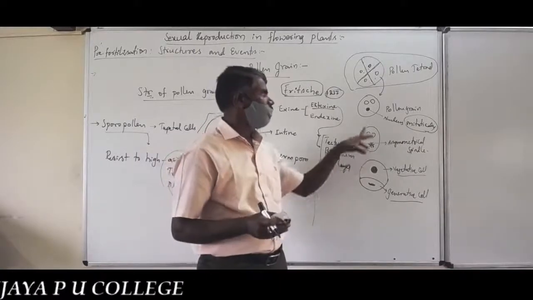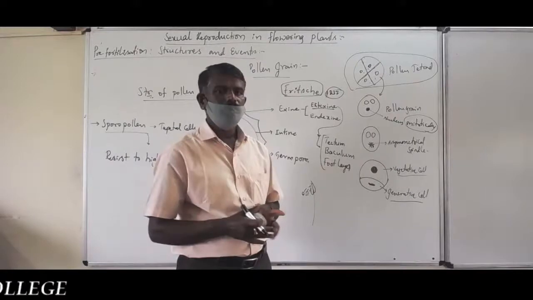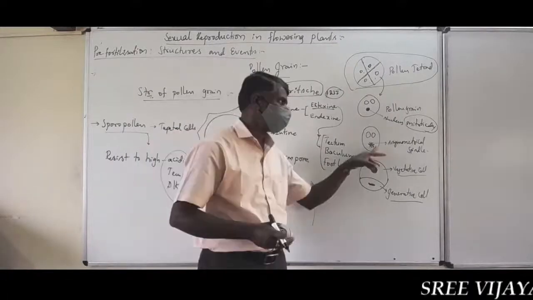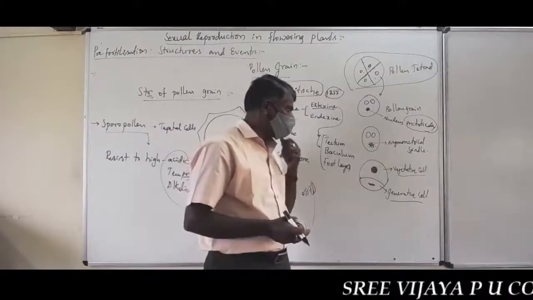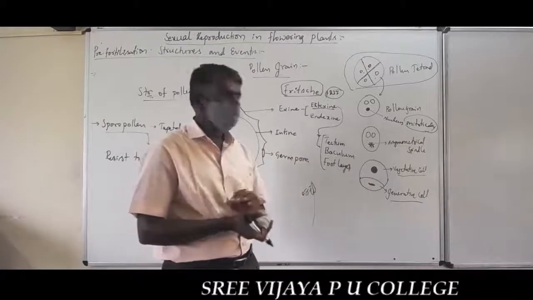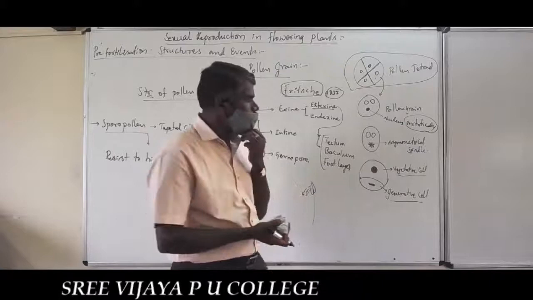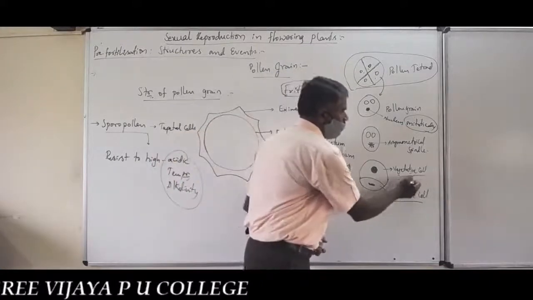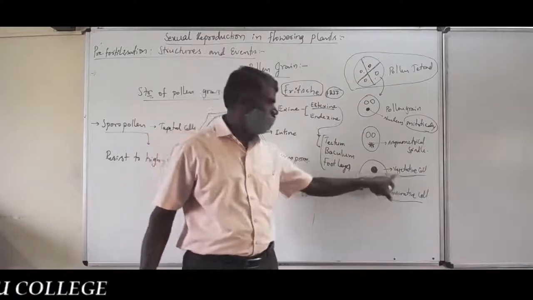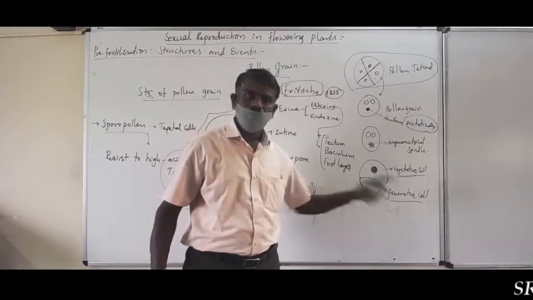At the time of nuclear division, the nucleus is divided unequally, producing two products of this mitotic cell division. One is the vegetative cell, another is the generative cell. Due to unequal cell division, one cell is larger. The larger cell is called the vegetative cell. The smaller one is called the generative cell.